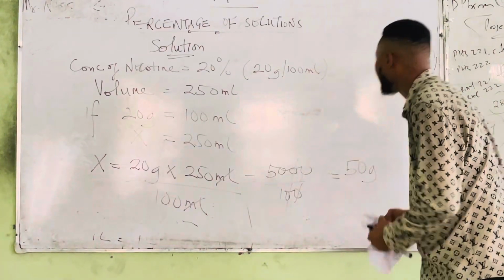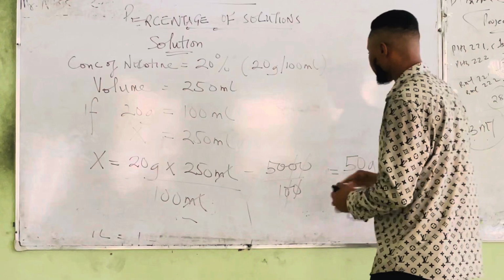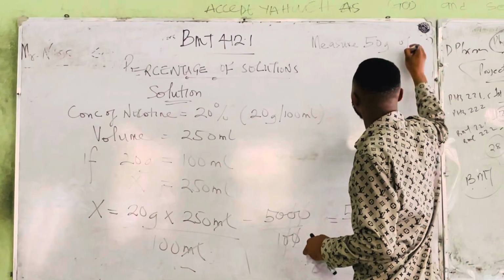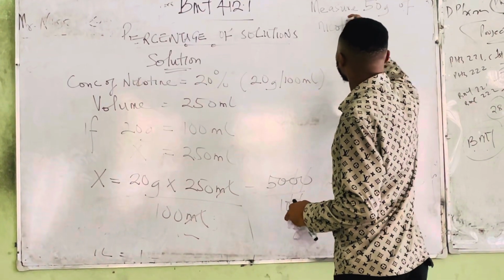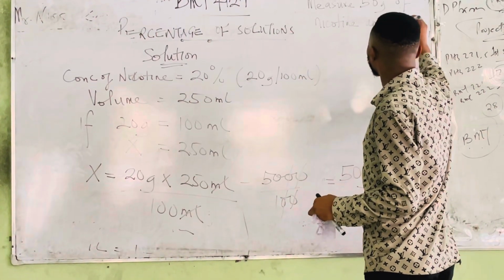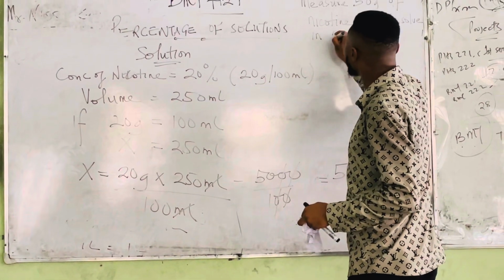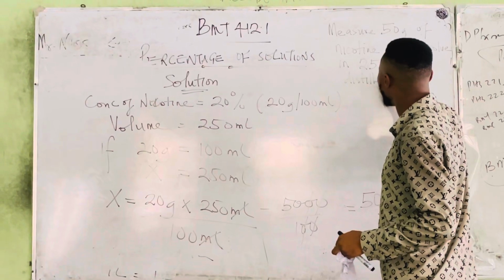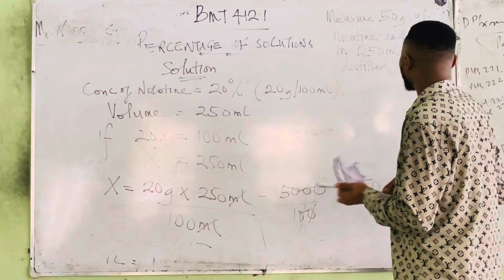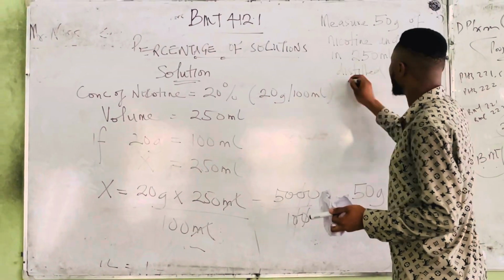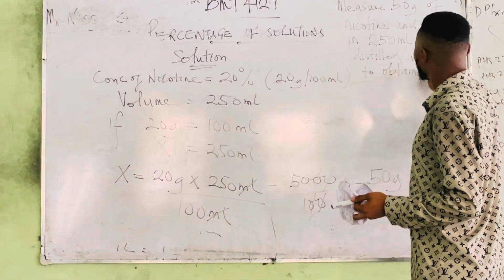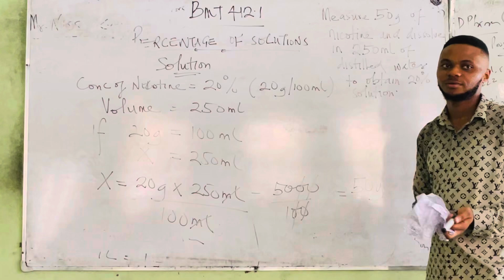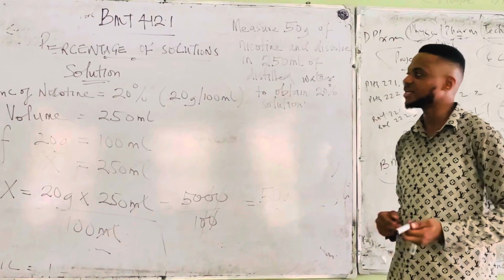So let us now make our statement. Measure 50 grams of nicotine and dissolve in how many mils? 250 mils of distilled water to obtain 20% solution.